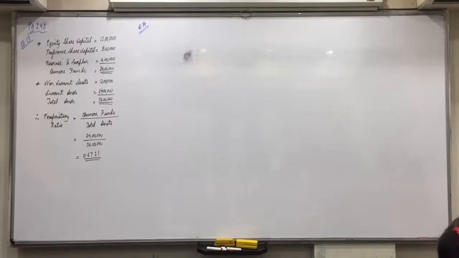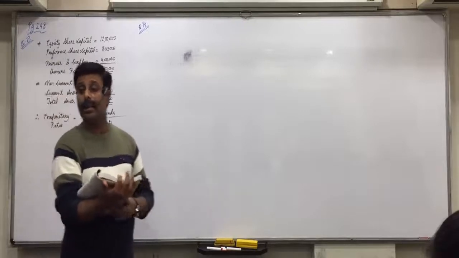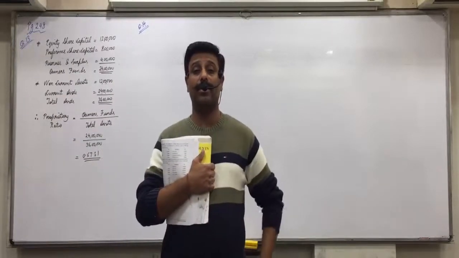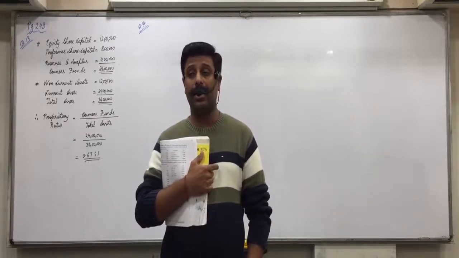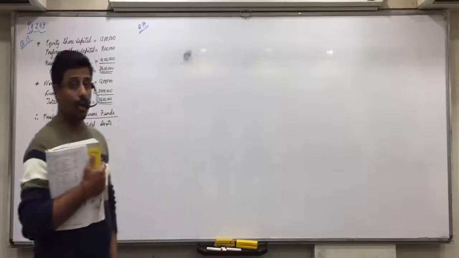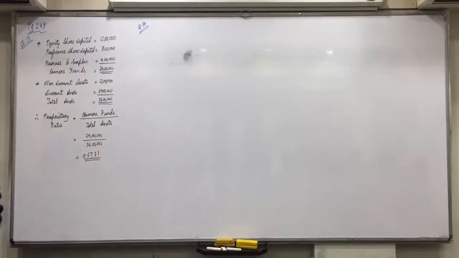Look at question 14. From the following information of K Company Limited, calculate interest coverage ratio. Now, what is the formula of interest coverage ratio? Earnings before interest and tax divided by interest on long-term liabilities. Now, profit after tax is given, but we require earnings before interest and tax. 10% debentures is given, 20 lakhs. Raise your hand. What relevant thing can be obtained from here?